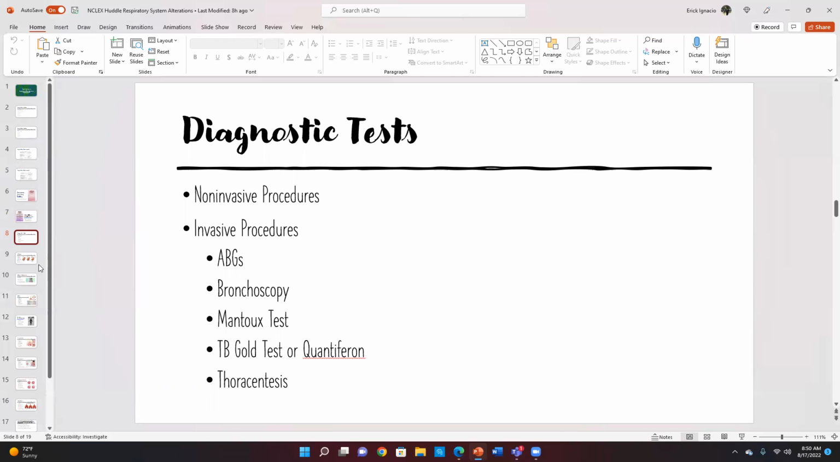So diagnostic tests for respiratory disorders can include the non-invasive ones, which will be chest x-ray, and we must use a lead shield for adults of childbearing age. Pulse oximetry is another diagnostic non-invasive kind of test or procedure. Pulmonary function test, sputum culture, computed tomography, or CT, magnetic resonance imaging, that's going to be your MRI, right?